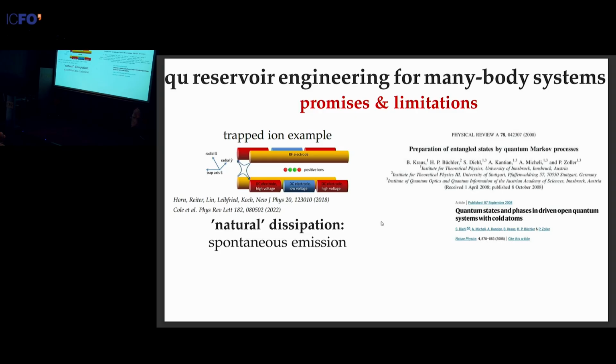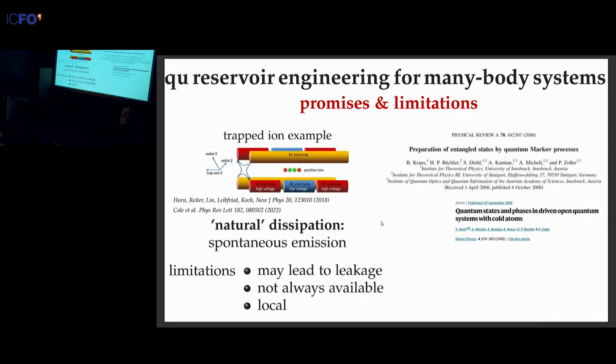And back in the time, I was extremely skeptical because, I mean, this is beautiful theoretical work, but they always assume that you can have jump operators, dissipators, which are at least 3, 4, 5 body. Well, these just don't exist in nature, right? Our spontaneous emission is a one-body process, by and large. So if you want to do this with natural dissipation, you know, you may get leakage. This was the reason why you need so many fields in the ion example. Or it may just not be available, and typically it is local.